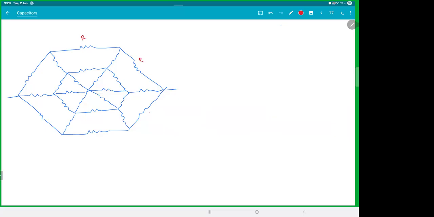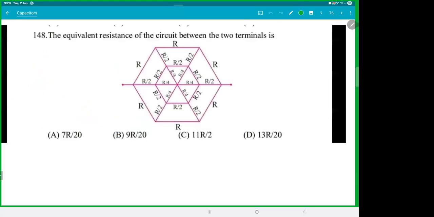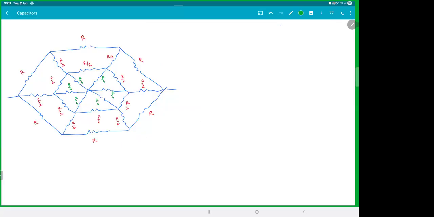So this is R, R, R, R. And the second line is all R by 2, R by 2, R by 2, R by 2, R by 2. And the inside ones are R by 4. So I'll just put them in green. I hope it's the same circuit? R by 4s and R by 2. Yeah, perfect. Now, first thing, you can clearly see there's an axial symmetry, there's a bisector symmetry.